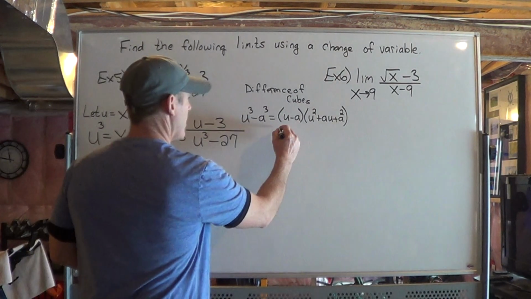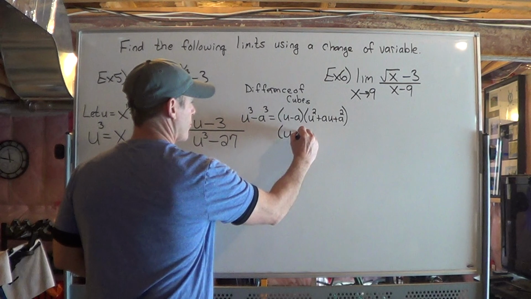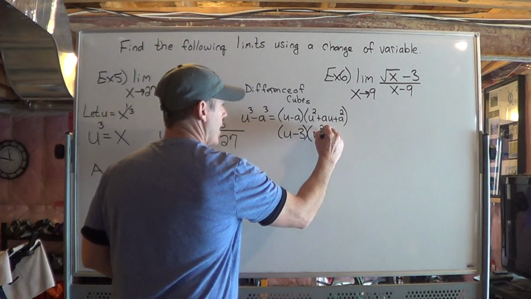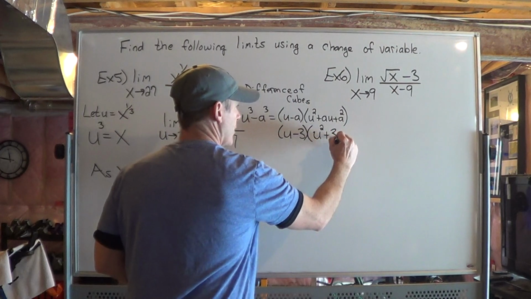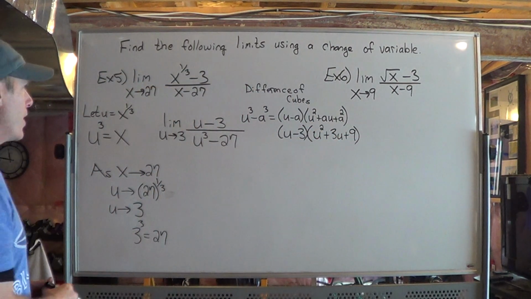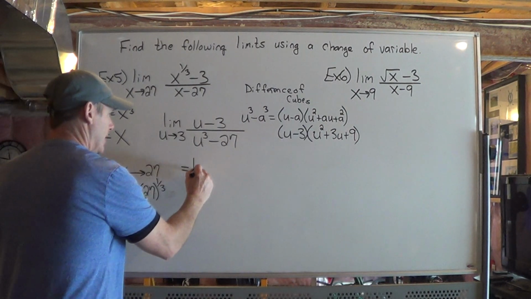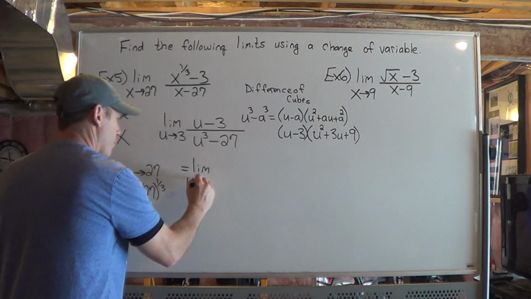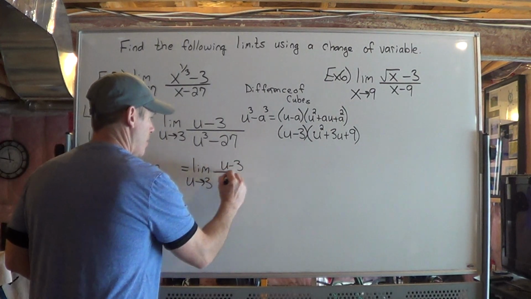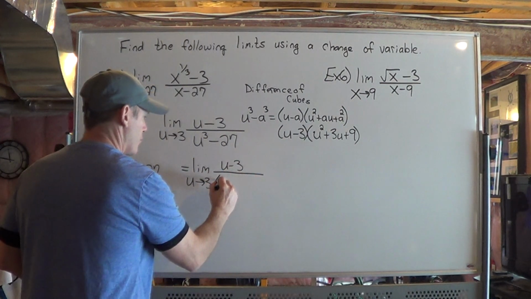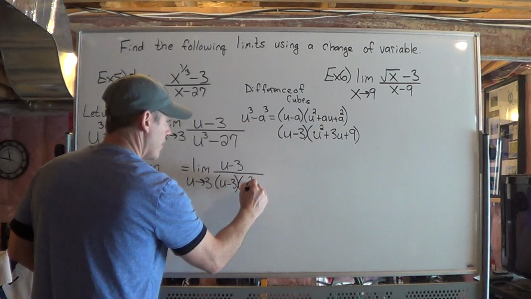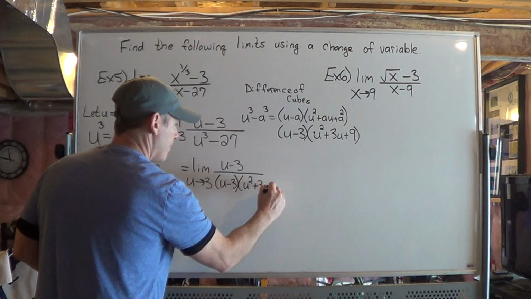So I'm going to end up with a u minus 3. U squared doesn't change. My a value I've said is 3, so it's going to be a 3u plus 3 squared, which is 9. So now my limit as u approaches 3, I have u minus 3 in my numerator. My denominator now is going to be u minus 3 times u squared plus 3u plus 9.